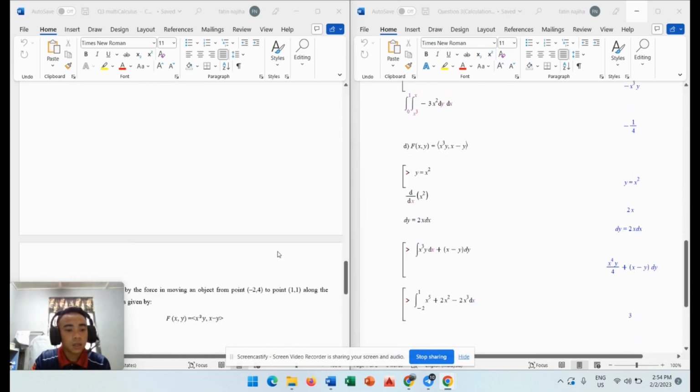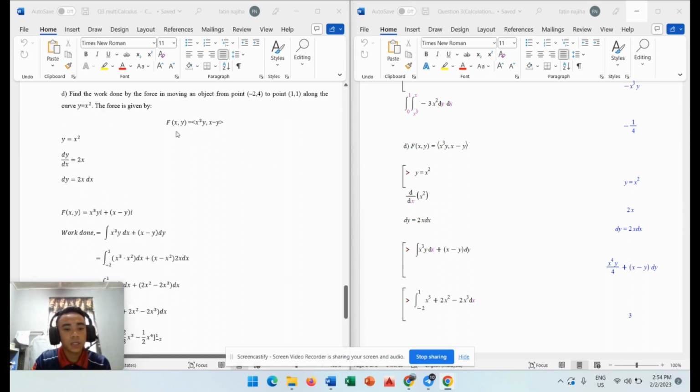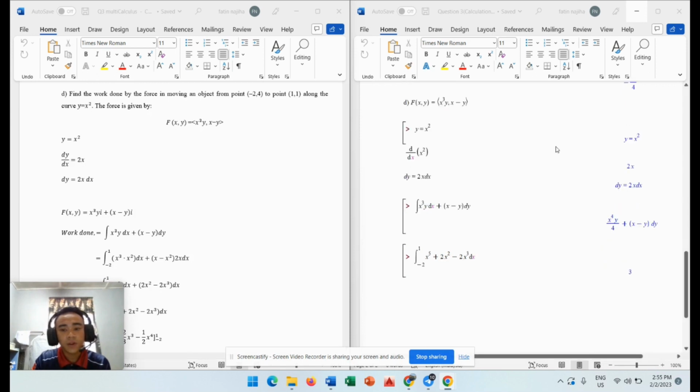Okay, next we go to D. Find the work done by the force in moving an object. The points are -2, 4 to 0, 1 along the curve y equal to x square. First of all, we need to find y. Y equal to x square, and after we differentiate the y, we get 2x. So dy equal to 2x dx.